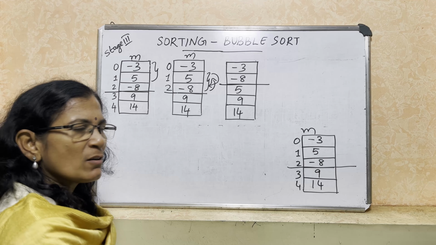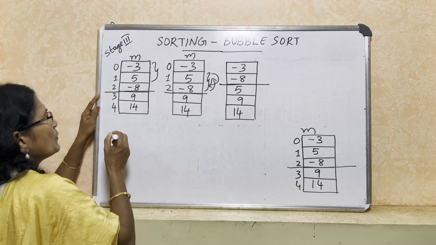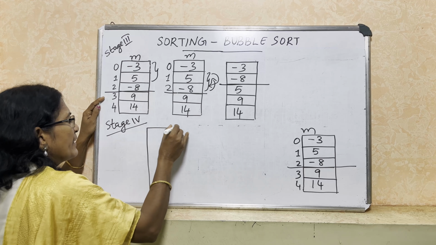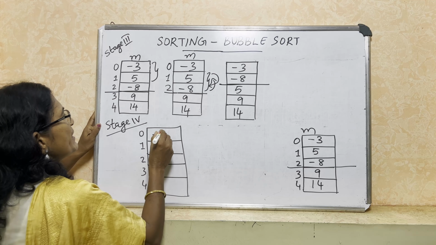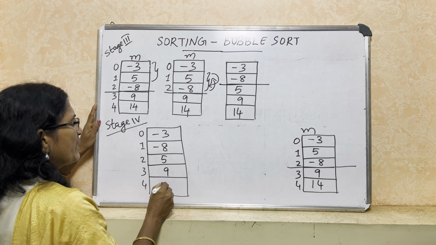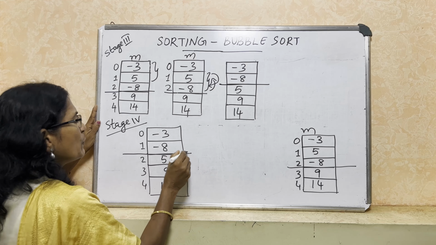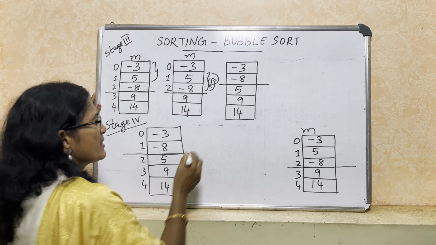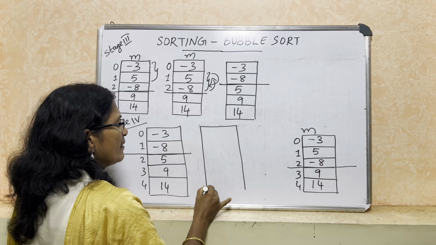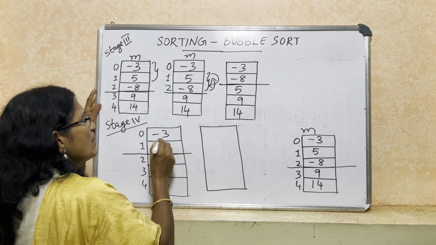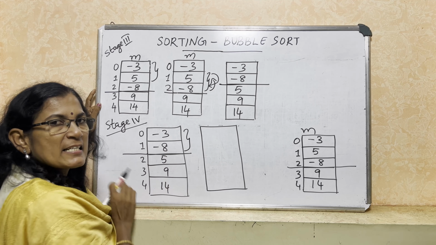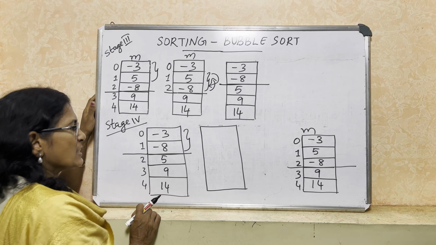At stage 4, let us see what happens. At the beginning of stage 4, we have the array like this: -3, -8, 5, 9 and 14. 5, 9 and 14 are in their correct places. So now let's compare the first two elements of the array and interchange the values. -3 greater than -8. Yes, M of 0 is greater than M of 1. So we have to interchange.